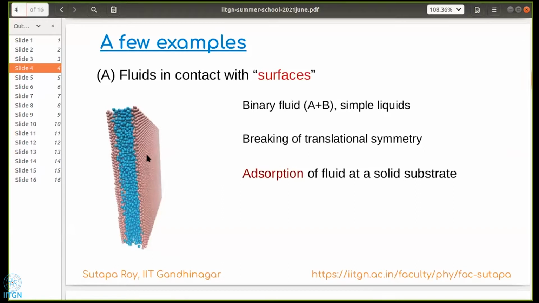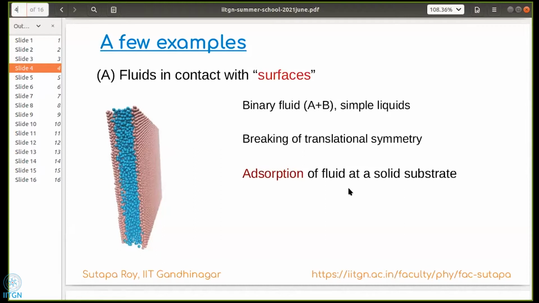And this example that I show you is mainly for a binary fluid. You can have a similar phenomenon for simple liquids, say, for example, just one type of particles as well. Okay. So the interesting key feature here is mainly the adsorption of this fluid on this solid substrate. Yeah. And the question is, what are the properties of these kinds of adsorption phenomena? So that is something which we will look at in this lecture series.